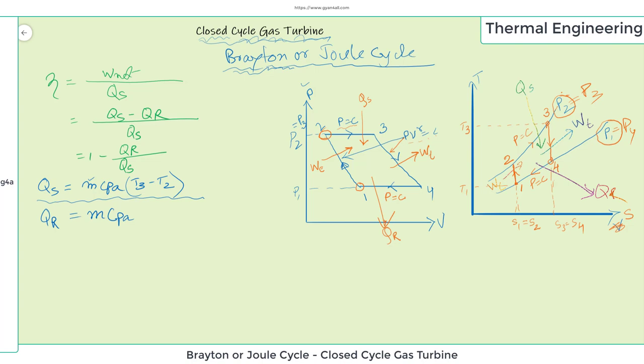So m Cp a, temperature difference, what should we write? T1 minus T2 would give a negative value. But you always subtract the lower temperature from the higher temperature. In the TS diagram, which is the higher temperature? T4, right? So it will be T4 minus T1. Writing T1 minus T4 would give a negative value.